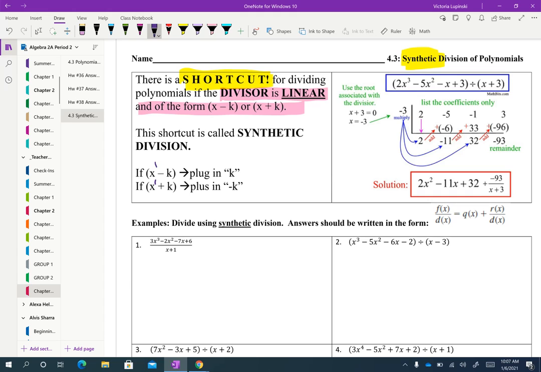One of the most important things you have to know about synthetic division is that you have to take whatever the factor is that you're given, the divisor, and you always have to take the opposite. So if you had x minus k, you would actually plug in positive k. If you had x plus k, you would actually plug in negative k. Another way of thinking about that is you're going to set the divisor equal to 0 and solve for x. So you can do that step if you need to, or if you're able to just remember to take the opposite, that will work as well.